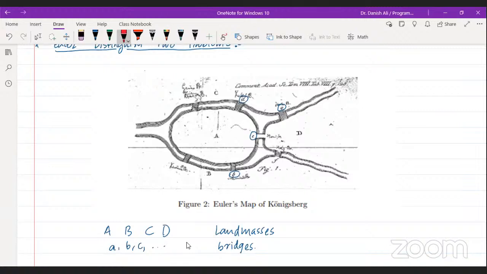So let's assume that you are in a situation of doing the problem, and you think, let's label the land masses with capital letters, and you also label the bridges with small letters. Can you think of, or propose, some relation between these two types of labels, where one depends on the other? Not necessarily dependent, but some relation.